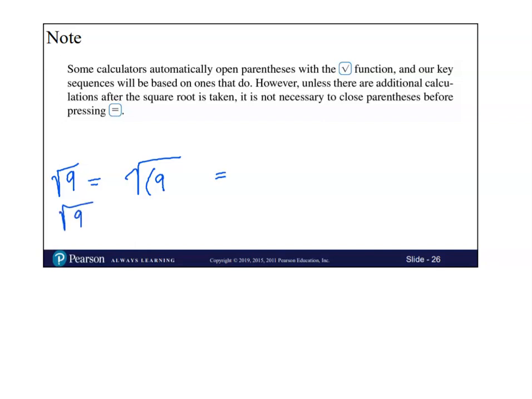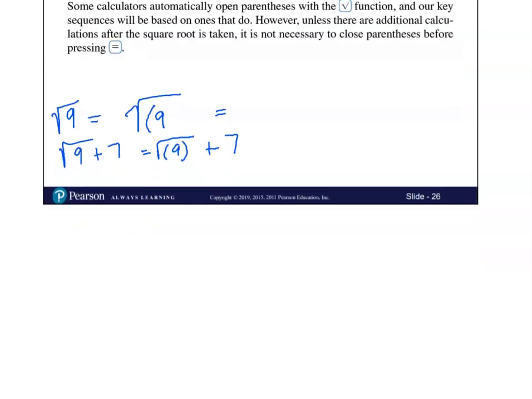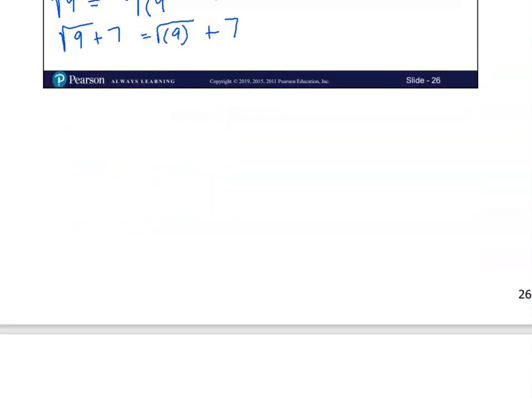If you have the square root of 9 plus 7, and the only thing under the square root is the 9, you're going to want to type in square root of 9, close off your parentheses, then plus 7. Because if you don't, it'll keep taking the square root until you close the parentheses. So if there's nothing after the square root, you don't have to close the parentheses, but if there is, you need to.